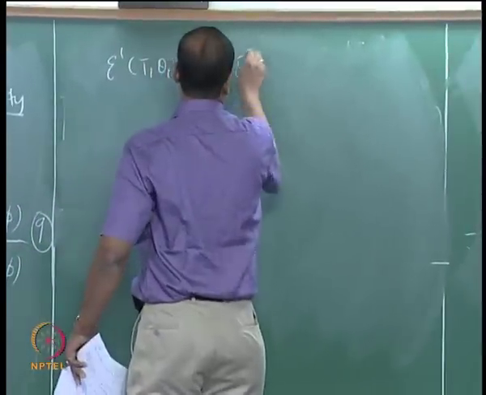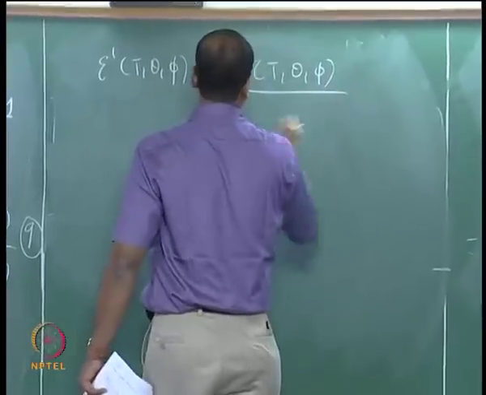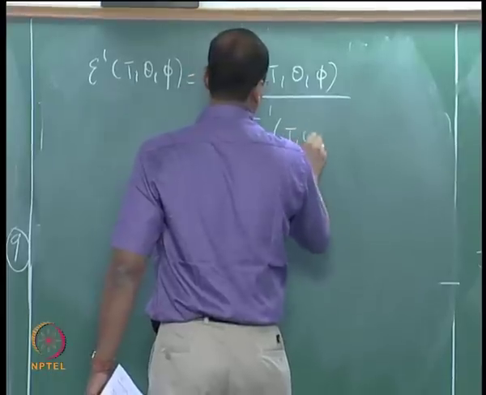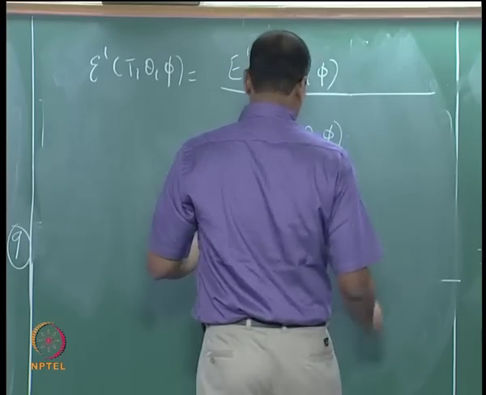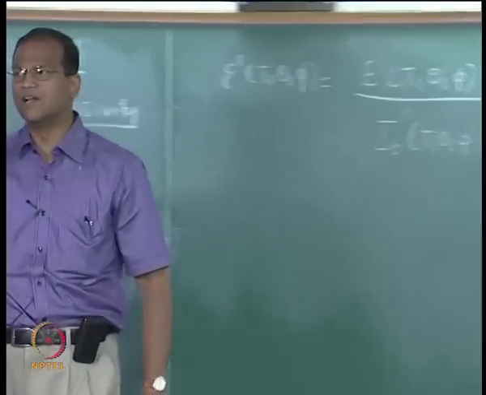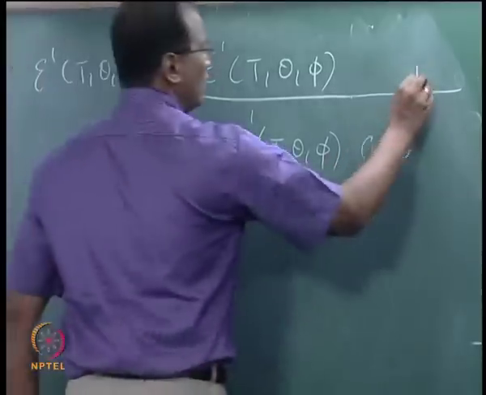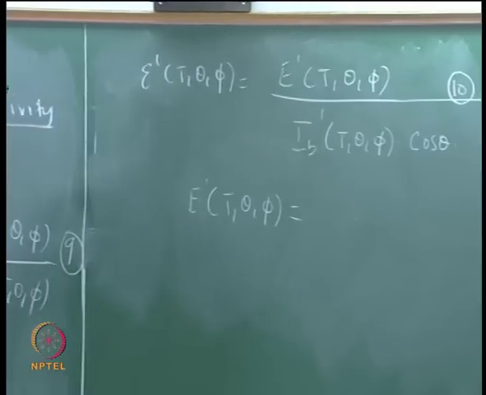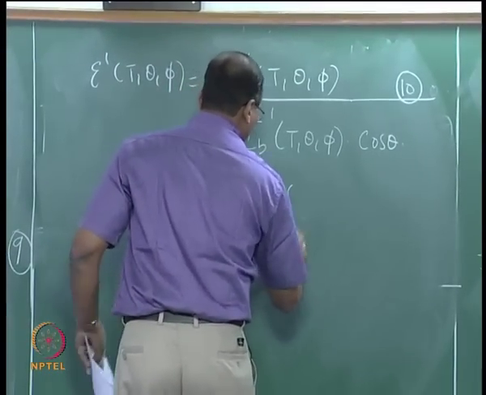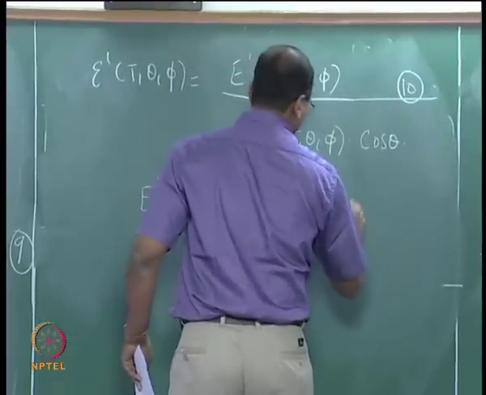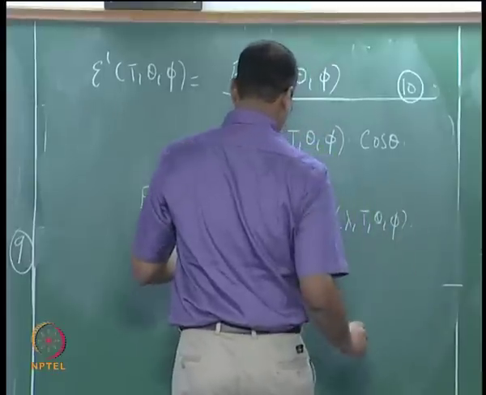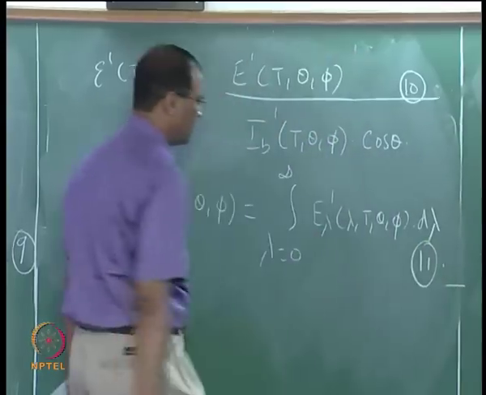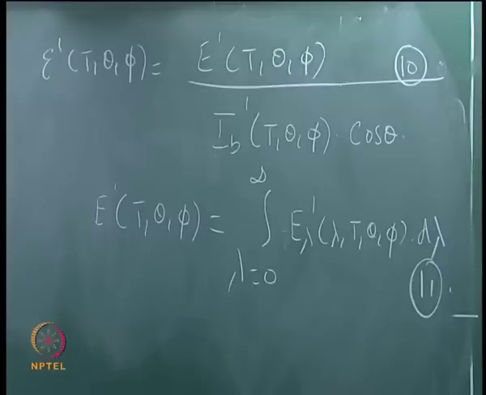will be equal to, I can knock off the theta dependence in a short while. Now what is E dash itself, from 10, lambda equal to 0 to infinity E lambda dash d lambda, is that correct? All right.